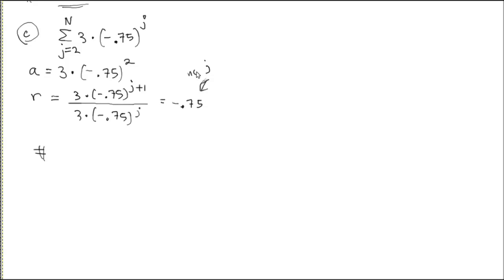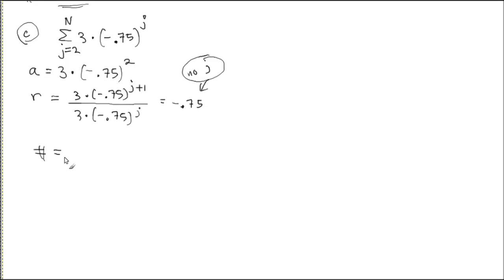Students have a tendency, because it looks nicer, to just do that. If there's a j, they still plug it into the formula. If there's a j in there, it's not a geometric series, so you can't apply this whole method. Okay? So there's no j, so it's good. That's our r.